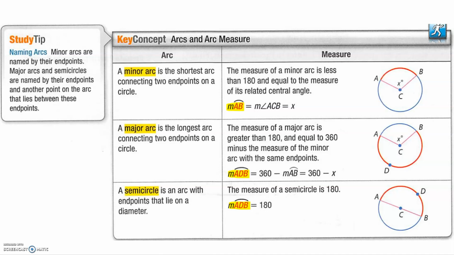And you notice that they go in order. They don't just skip around. So you can't call this arc here BAD. It either has to be ADB, or if you went in reverse, you could have called it BDA. That would have been okay. Same thing with the semicircle. So if it's automatically got two letters, it's a minor arc. If it's three letters, it's either a major arc or a semicircle.